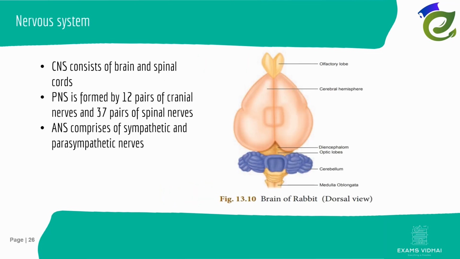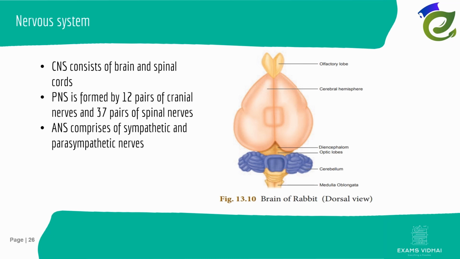Then we have the central nervous system, which consists of the brain and the spinal cord. The peripheral nervous system is formed by 12 pairs of cranial nerves and 37 pairs of spinal nerves. And the autonomic nervous system comprises sympathetic and parasympathetic nerves. The brain of the rabbit is situated in a cranial cavity and covered by three membranes called the outer dura mater, inner pia mater, and the middle arachnoid membrane. And the brain is divided into forebrain, midbrain, and hindbrain, similar to that in humans.